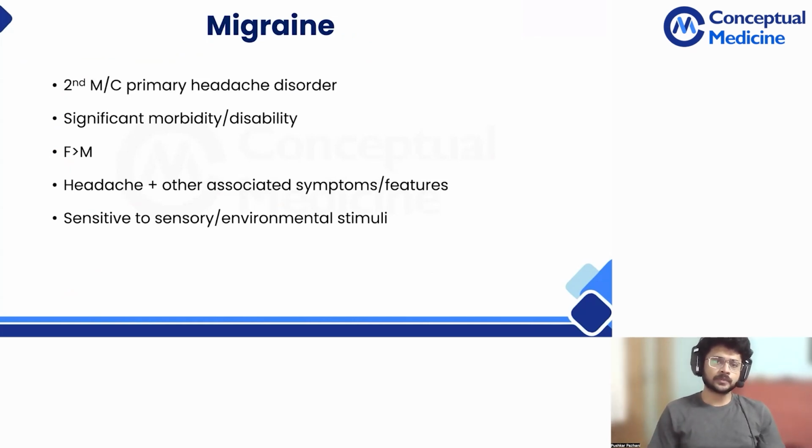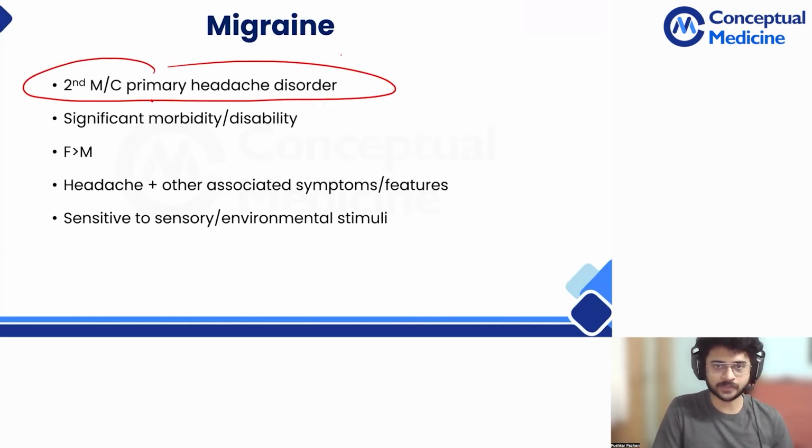So on that note, about when to doubt a secondary headache and about the epidemiology of primary and secondary headaches, we'll discuss migraine, which is one of the most important primary headache disorders. Statistically, it is the second most common primary headache disorder. The most common is tension type headache.